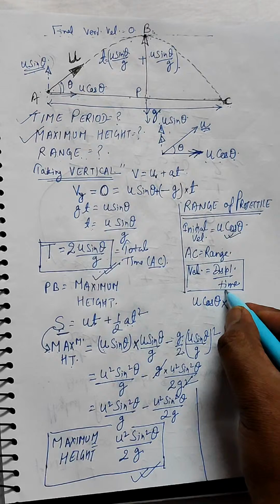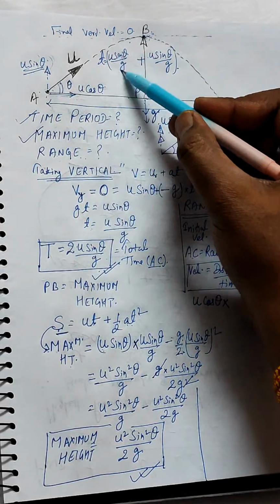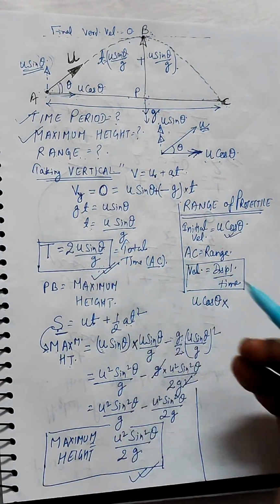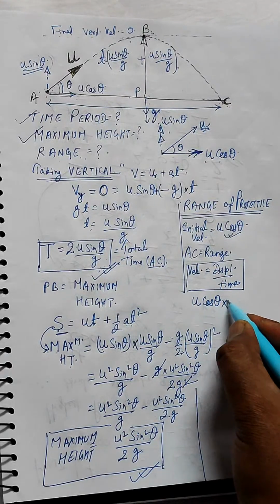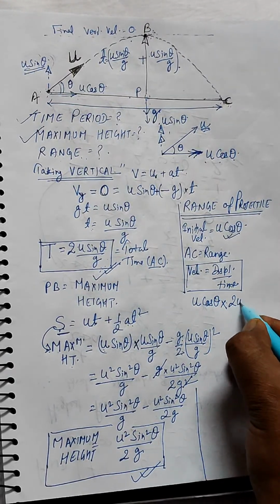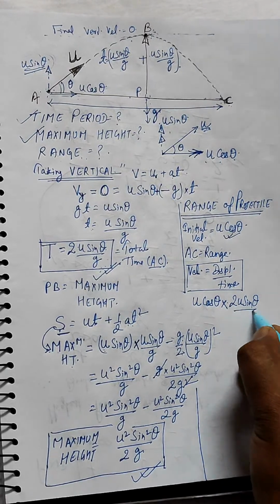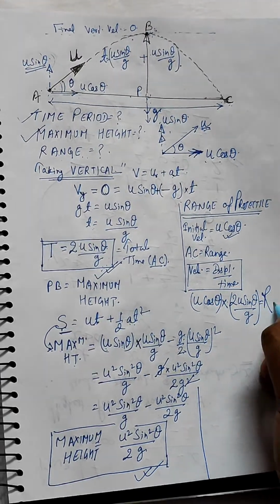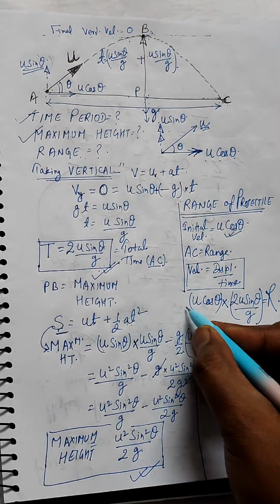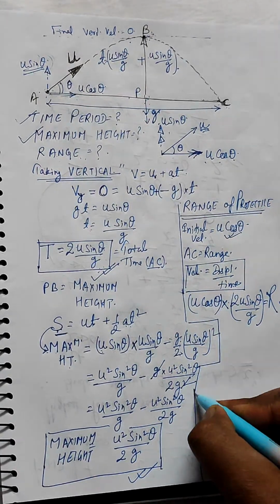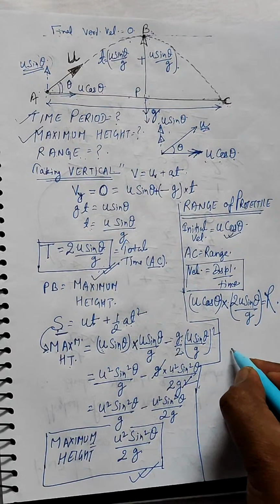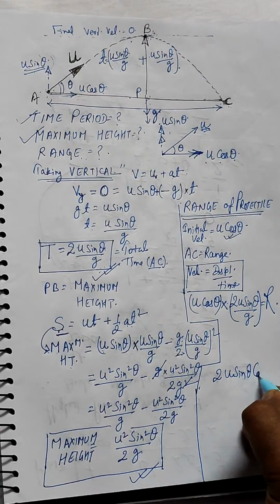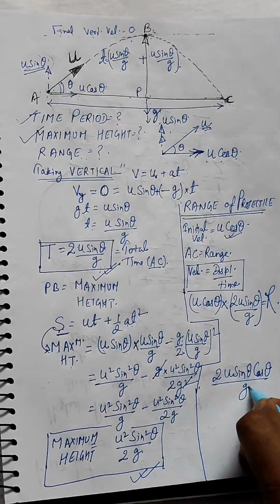What is the time period of this projectile? This is u sin theta by g plus u sin theta by g. That is 2u sin theta by g that we have calculated over here. So this will be multiplied by this time, 2u sin theta by g, right? So this will give you the range, right? And when you calculate it, you are getting 2u sin theta cos theta by g.